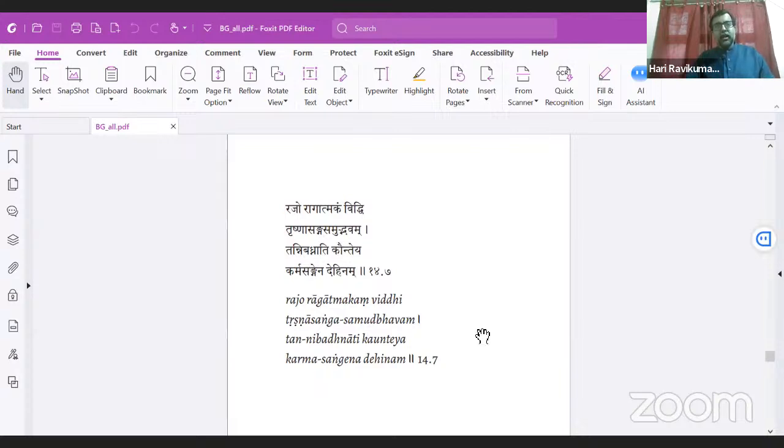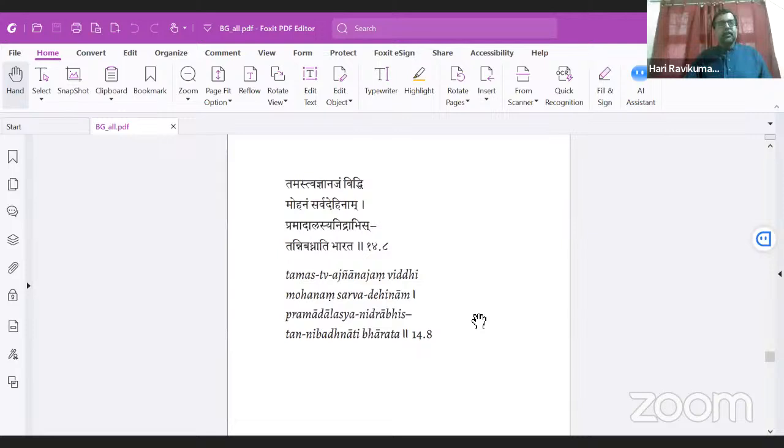So Rajo Ragatmakam Vidhi. रजो रागात्मकं विद्धि Trishna Sanga Samudbhavam. तृष्णासङ्गसमुद्भवं Tannibadhnati Kaunteya. तन्निबध्नाति कौन्तेय Karma Sangena Dehinam. कर्मसङ्गेन देहिनम्. What about tamas?